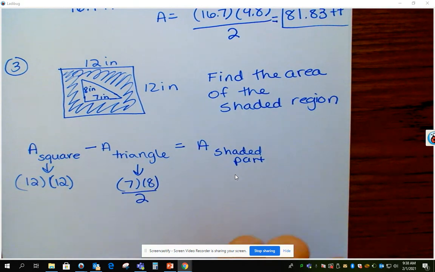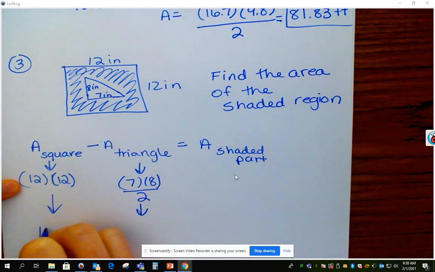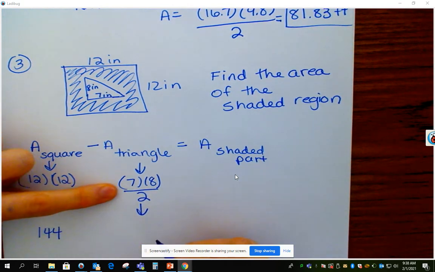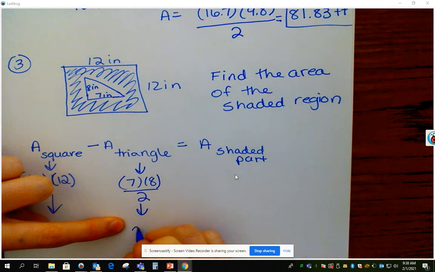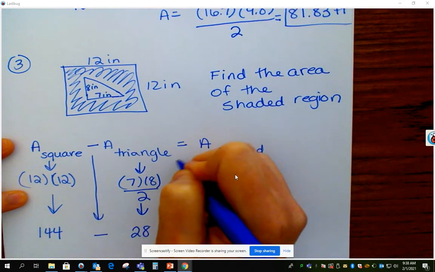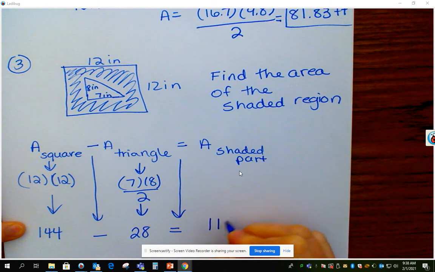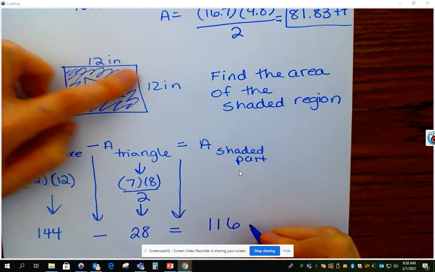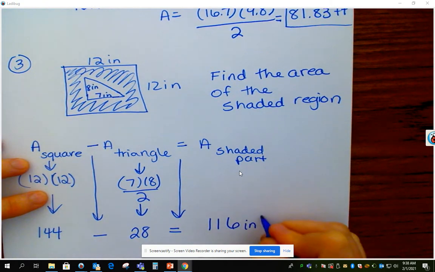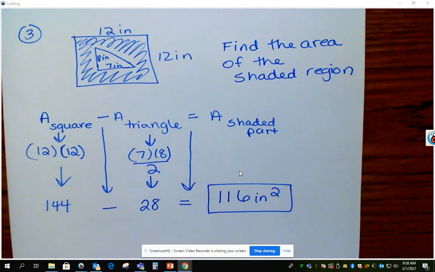Okay, and then let's see what those would be. 12 times 12 is 144. 7 times 8 divided by 2 is 28. And now I'm just going to bring down my minus sign, bring down my equal sign, and now I can just subtract. 144 minus 28 is 116, and my units were inches squared. The area of the shaded part is 116 inches squared.